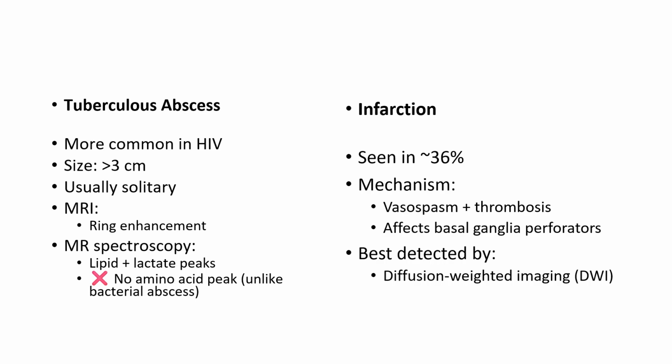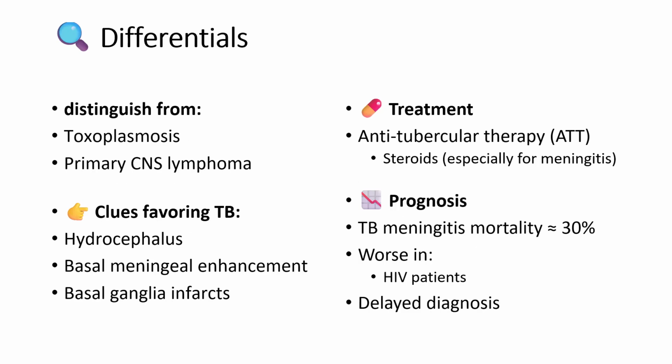Infarction is seen in 36% of cases. It occurs due to vasospasm and thrombosis. It affects basal ganglia perforators most commonly. It is detected by DWI sequences. Differential diagnoses to be considered are toxoplasmosis and primary CNS lymphoma. Clues favoring tuberculosis are hydrocephalus, basal meningeal enhancement, and basal ganglia infarcts.